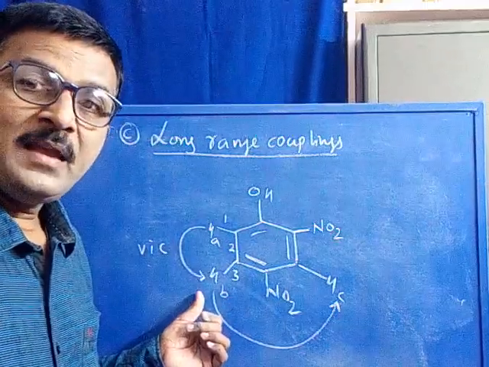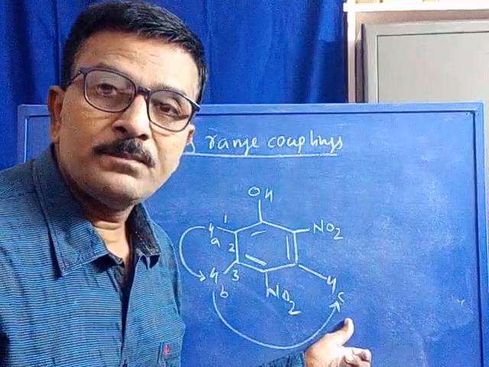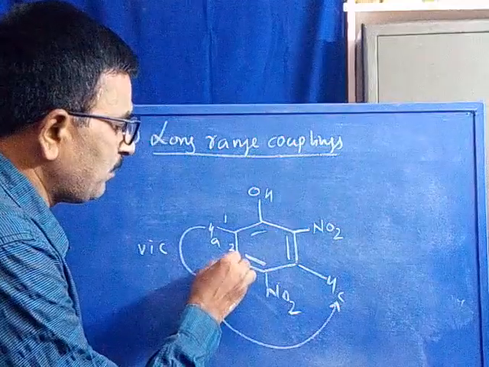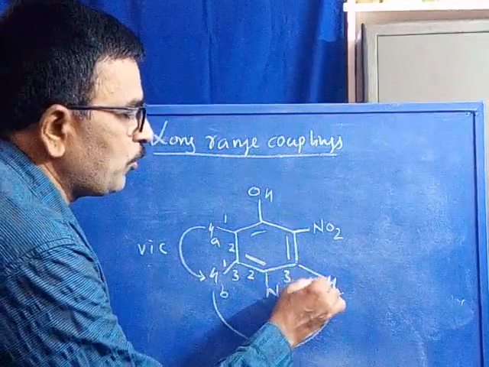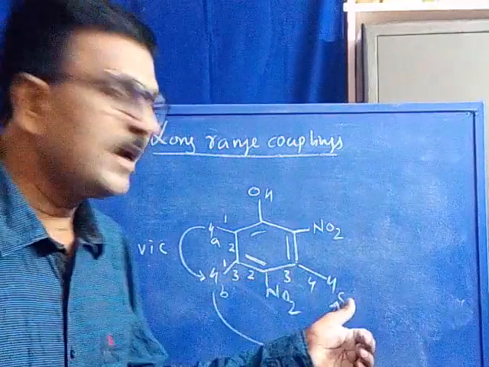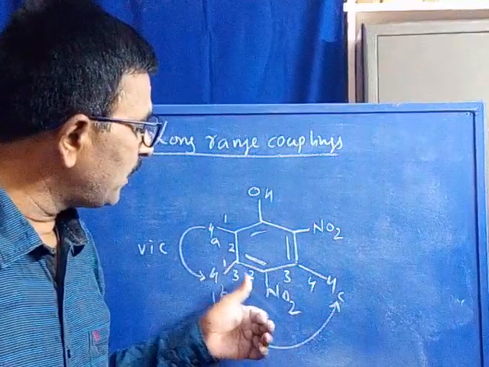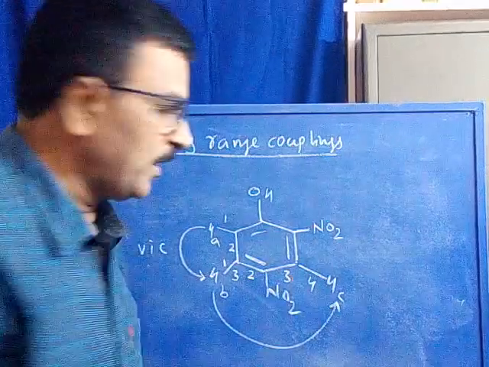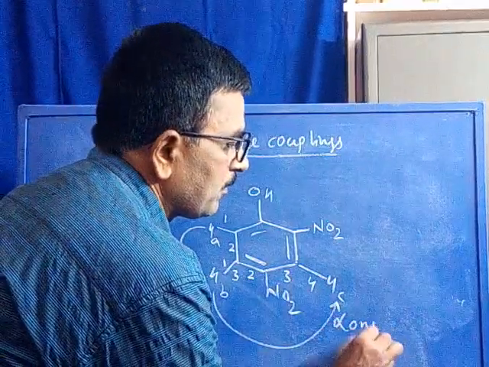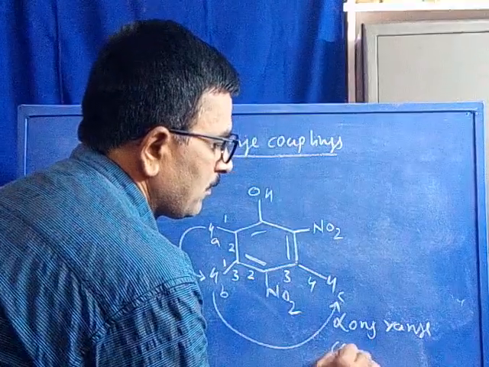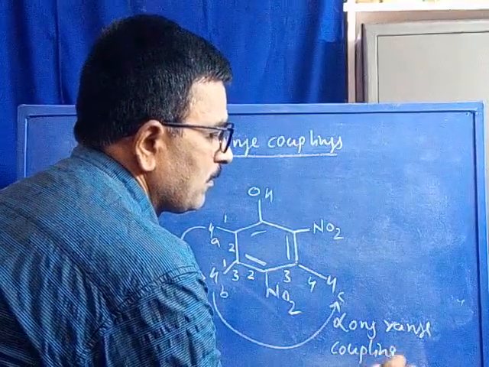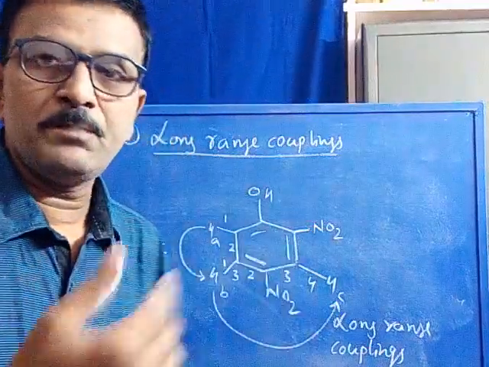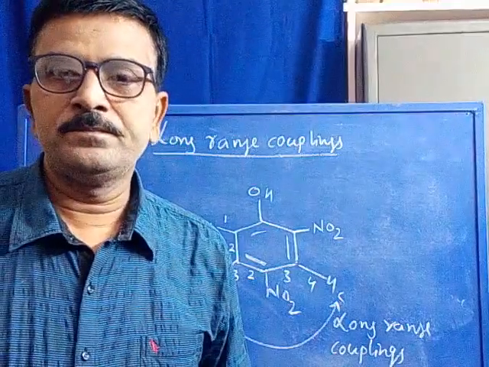Now further, B is also coupled with the C proton. Let us find out the number of bonds: this is 1 bond, 2 bond, 3 bond and 4 bonds. So between the B proton and the C proton there are 4 bonds. Therefore, it is called long range coupling. There are 4 bonds between the B proton and the C proton, hence it is long range coupling.